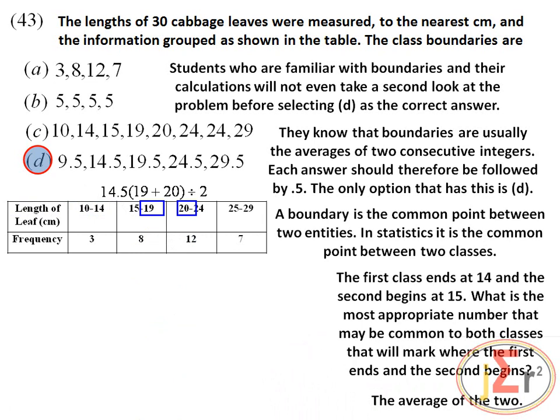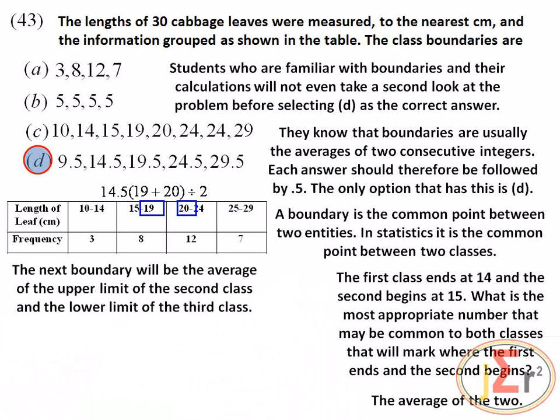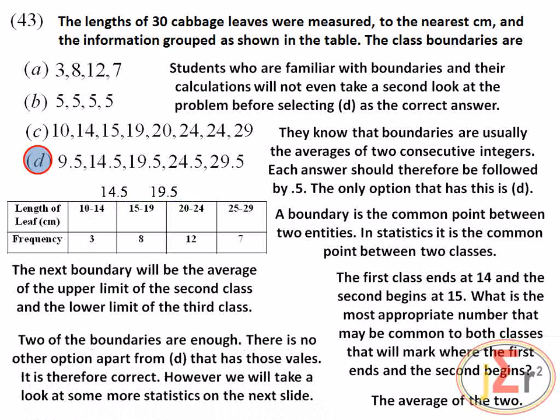What do we do next? We have 19 plus 20 divided by 2. The next boundary will be the average of the upper limit of the second class and the lower limit of the third class. Two of the boundaries are enough. There is no other option apart from D that has those values. It is therefore correct. However, we will take a look at some more statistics on the next slide.